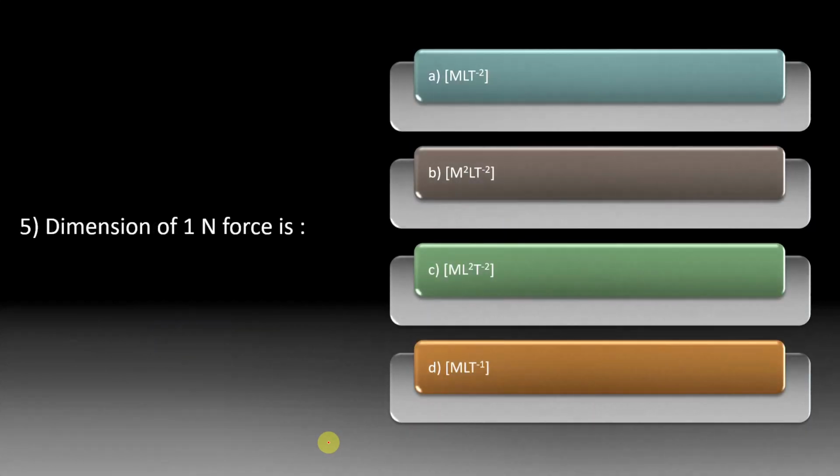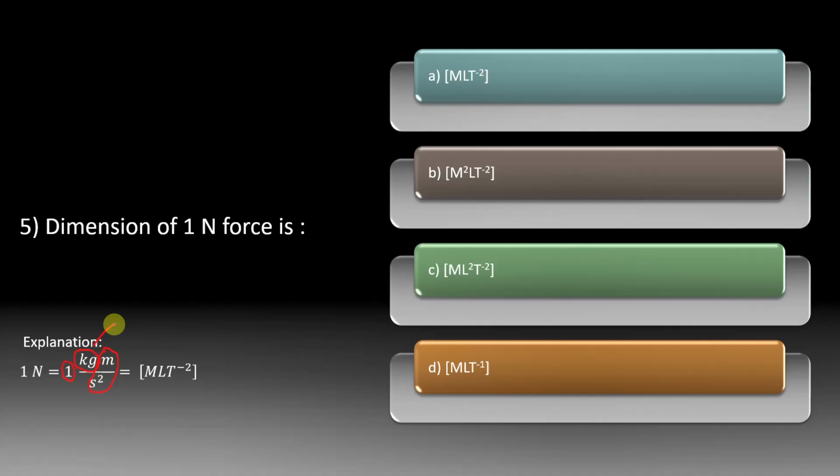Now we have to find out the dimension of 1 Newton force. So these are the options which are given. So we know that dimensions are given by M, L and T, that is mass, length and time. Now we know that the definition of 1 Newton force is the force required to accelerate 1 kg mass by 1 meter per second square, where meter per second square is nothing but the acceleration, and kg is the mass. So whatever force is required to accelerate 1 kg mass, that is known as the 1 Newton force. So this is the basic definition that is given in physics.